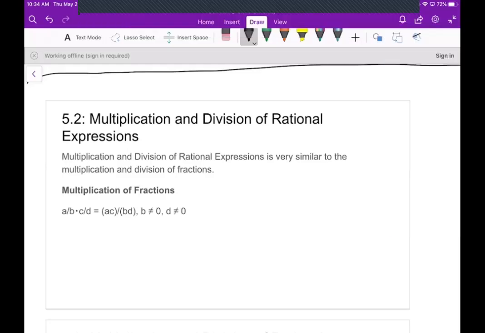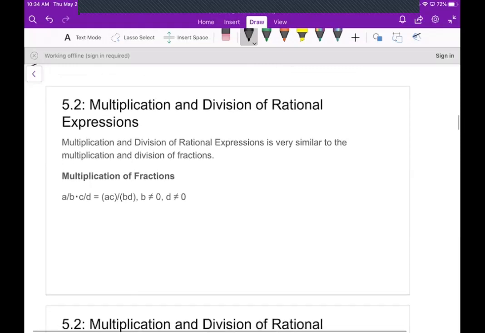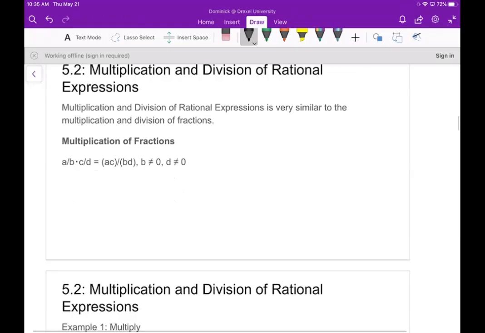Okay, guys, welcome. Today we're going to talk about multiplication and division of rational expressions. If you haven't already, I would view the video on simplifying rational expressions because it's going to be very similar to that. Now, when we multiply and divide rational expressions, it's very similar to how you handle regular fractions, right? So, for example, if you want to multiply, I'll just do this symbolic example here.